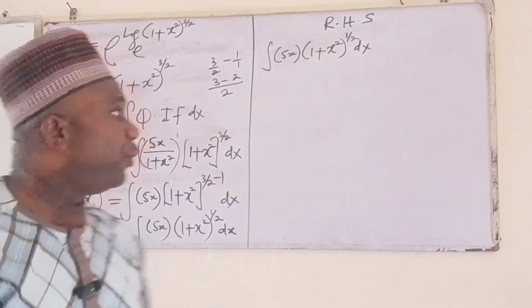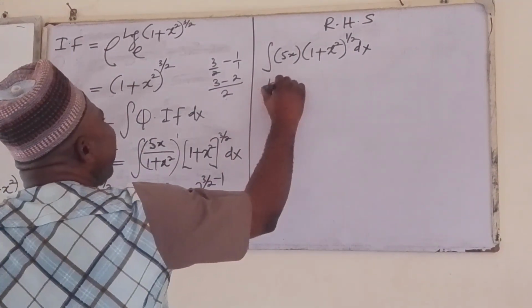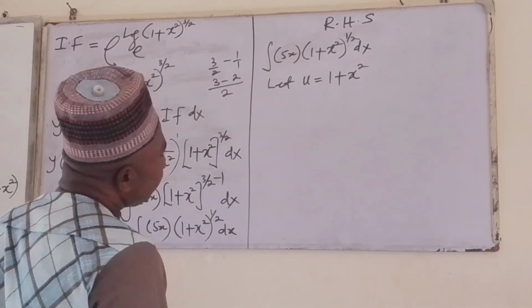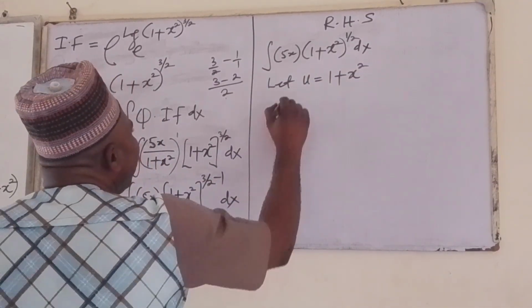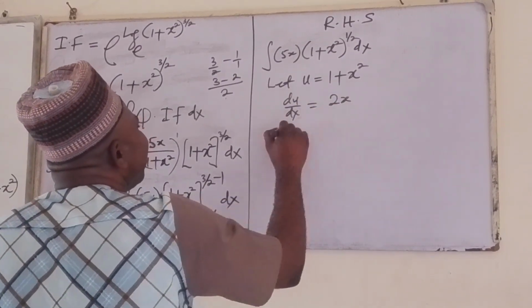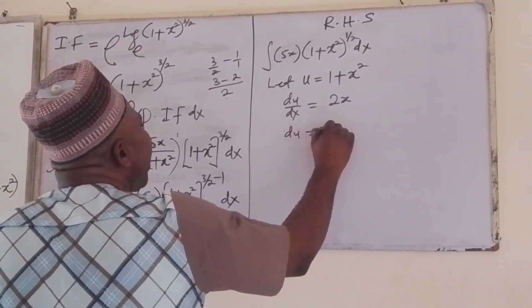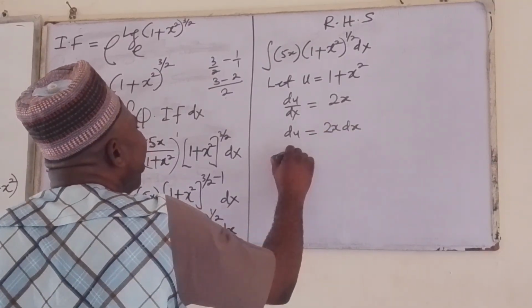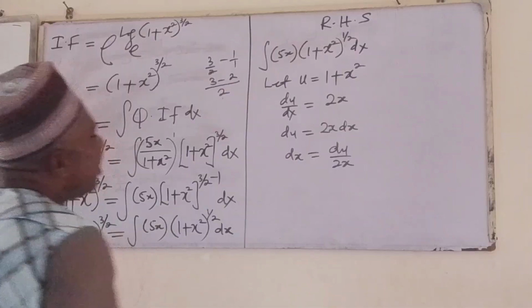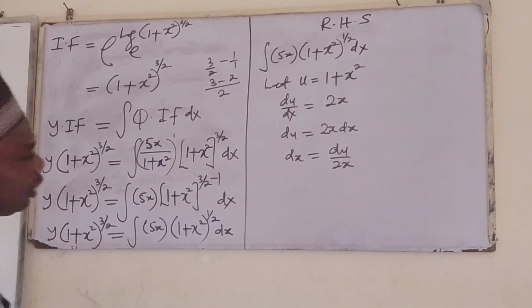Yes, it gives the other function. So in this case, let u be equal to 1 plus x squared. Here now, du over dx will be equal to 2x, so du will be equal to 2x dx. So dx here will be equal to du all over 2x.